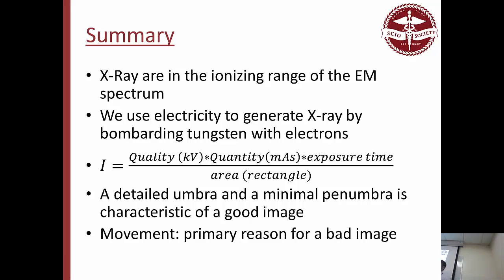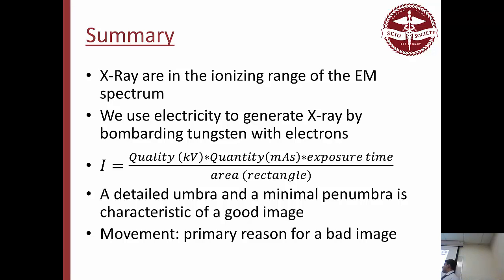Quantity was making more electrons. So you heat up that tungsten filament, create a larger electron cloud, you shoot them all at the target, you get more radiation in general. So that's quantity of radiation. Exposure time, basically this is dependent on how far away the film is. Remember, because intensity was inverse square law, how far away the film is will dictate the exposure time, how much radiation you're producing, so quality, quantity, all that stuff comes into play.